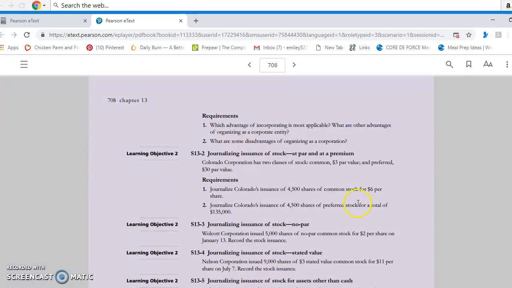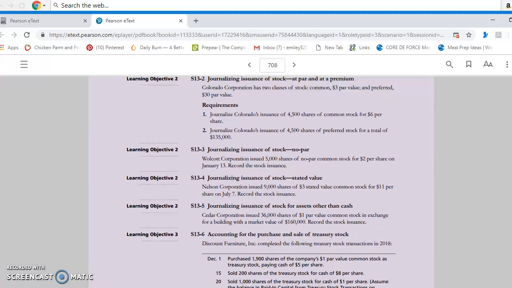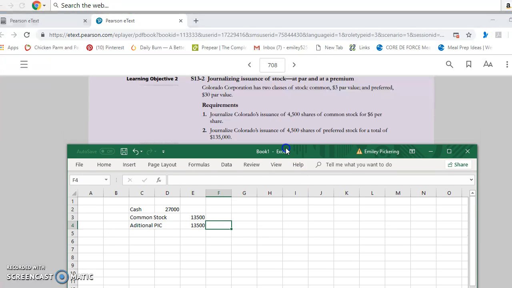So the second one tells us how much in cash we received, but it doesn't tell us what we sold it for. So I'm going to go about it the same way. I'm going to record my cash. So I received $135,000. I'm going to go ahead and say this is my preferred stock. And that was 4,500 shares at $30 a share. And so really there was no additional paid-in capital. We issued the stock for what our par value was.